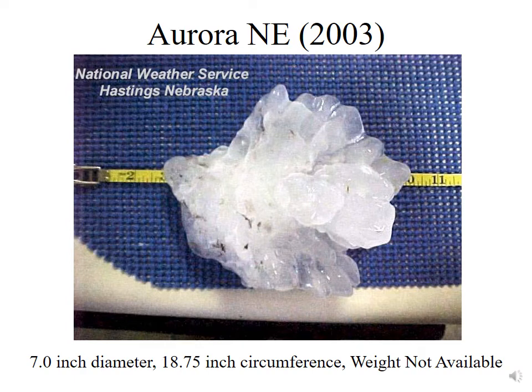So that was the world record hailstone for basically about 33 years. And then this hailstone fell in Aurora, Nebraska in 2003. And it had a diameter of 7 inches, a circumference of 18.75 inches, and the weight was not available because it wasn't stored properly, so they don't know what the maximum weight of this stone actually was.